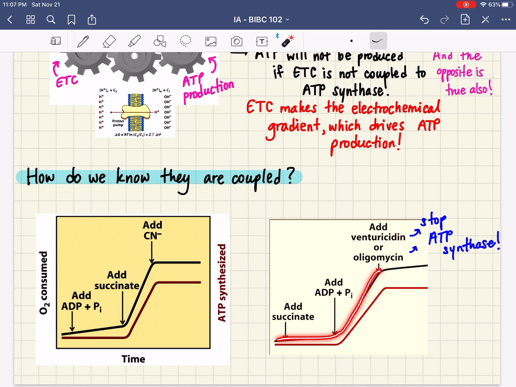But when we add a molecule such as oligomycin, which messes with the ATP synthase, that is when both oxygen consumption and ATP synthase stop. Again, both of them stop because the ETC is coupled to ATP synthase.